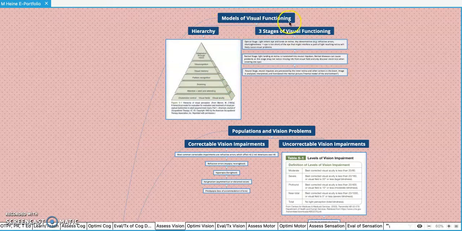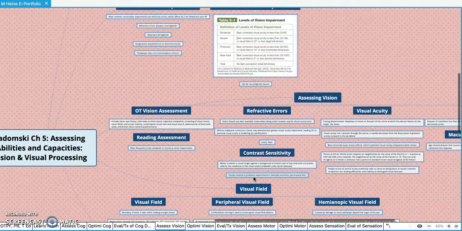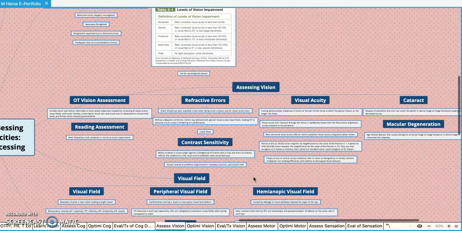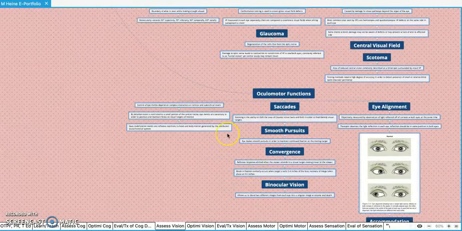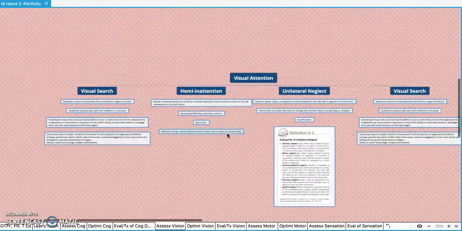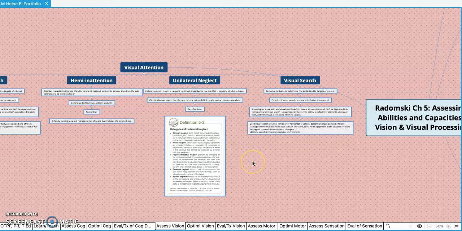So here we have the models of visual functioning, the populations and visual problems, as I talked about. It can be anyone who can have a vision problem or deficit, how you assess the vision, and all of the different things. Vision is a very, very detailed thing. Visual field, oculomotor functions. And then over here we have visual attention, which is also super important, especially if you were working with a stroke patient.